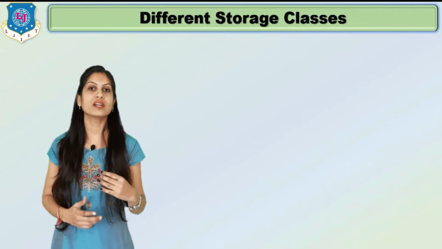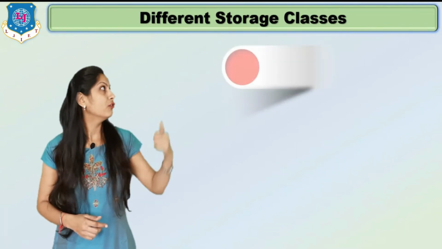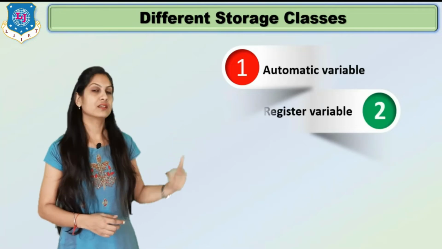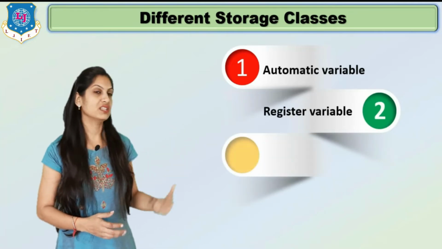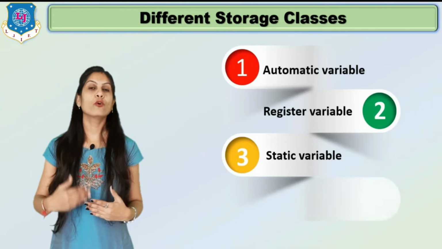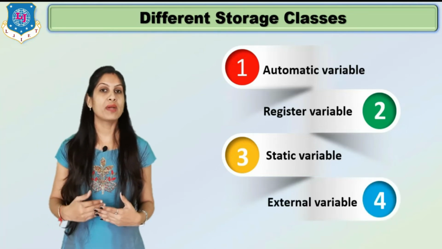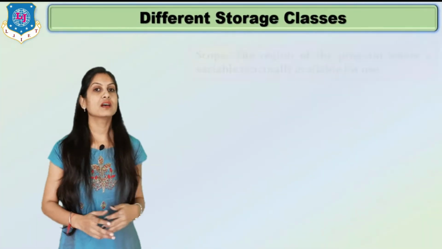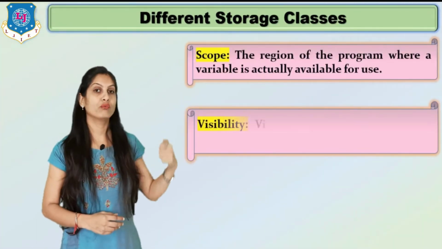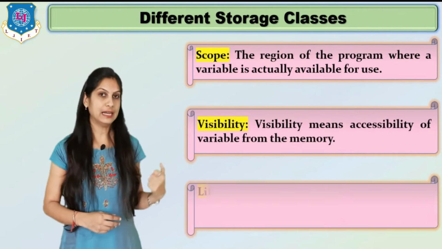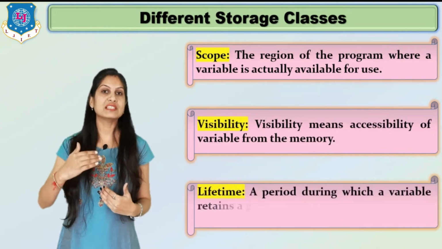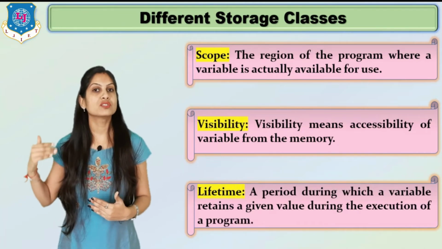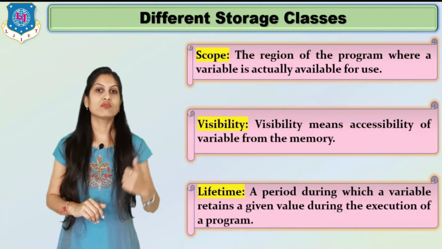There are 4 different storage classes. First is automatic, second is register, third is static, and fourth is extern. These 4 categories depend on 3 different terms. The first term is scope, the second is visibility, and the third is lifetime. So, according to scope, visibility, and lifetime, there are 4 different storage classes that we have seen.